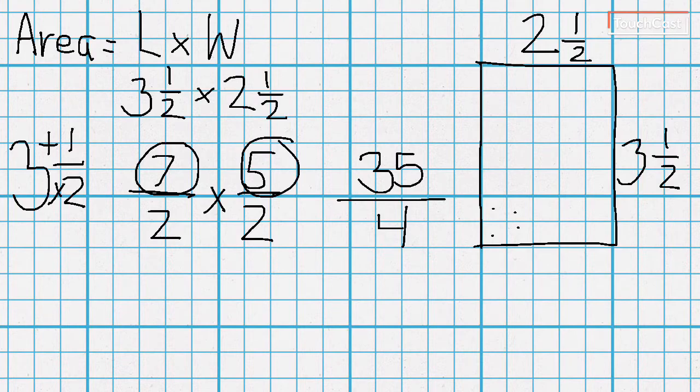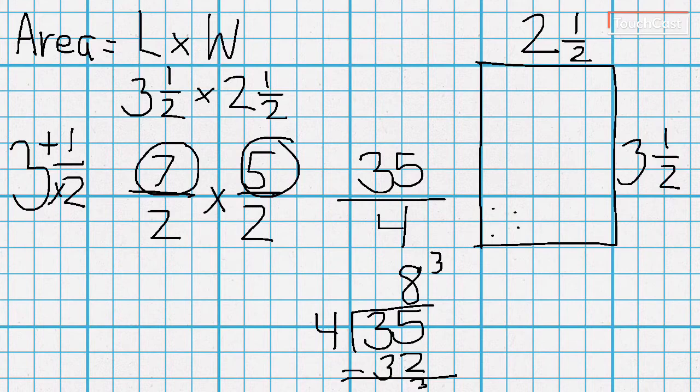We know that's an improper fraction, so we're going to do our division. And I'm going to put my 35 as the dividend and my 4 as the divisor. 4 goes into 35 8 times, so 8 is my whole number. And then my fraction remainder is 3/4.